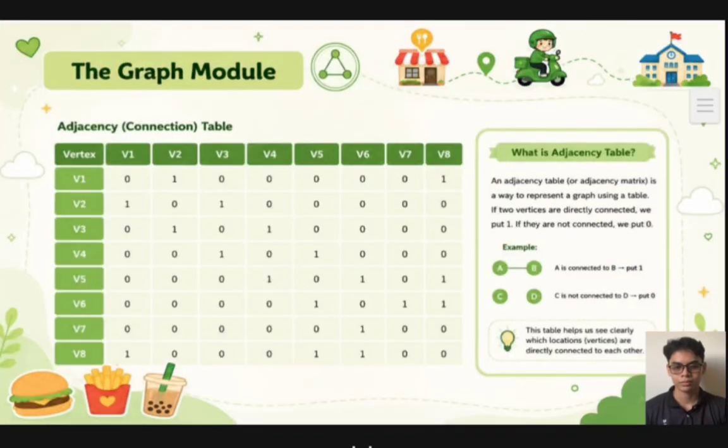To make the connection clearer, we also represent the graph using an adjacency matrix. An adjacency matrix is a table form that shows whether two vertices are connected or not. If two locations are connected, we put a value in the table. If they are not connected, we put 0. This makes it easier to analyze the structure of the graph, especially when there are many vertices.